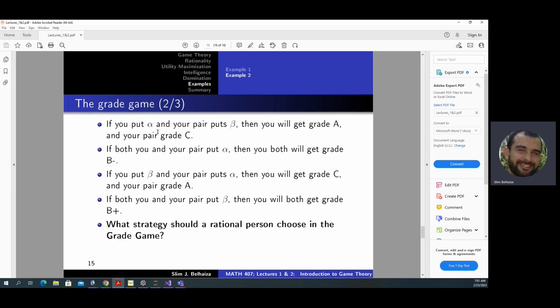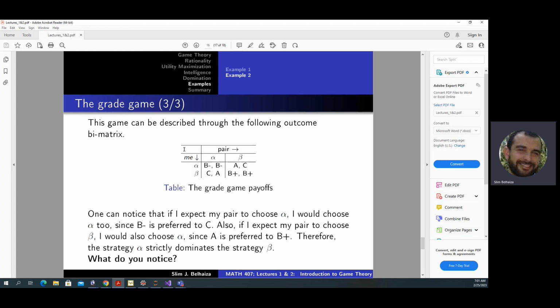So we said if you put alpha and your pair puts beta, then you will get A and he or she will get C. And if both you and your pair put alpha, then you both get B minus. If you put beta and your pair puts alpha, you get C, he or she gets A. And if both put beta, then you both end up with a B plus grade. So the question we were asked: what strategy should a rational person choose in the grade game? And these are the game payoffs.